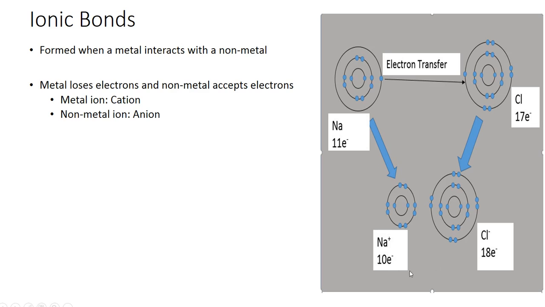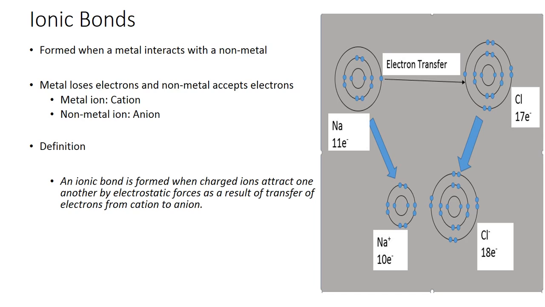So now what is happening in this case? This is positively charged, this is negatively charged. So we know that unlike charges will attract each other. That attraction is known as electrostatic interaction. And that attraction is what makes the ionic bond. So by definition, an ionic bond is formed when charged ions attract one another by electrostatic forces as a result of transfer of electrons from a cation, so a transfer of electrons from here to an anion.